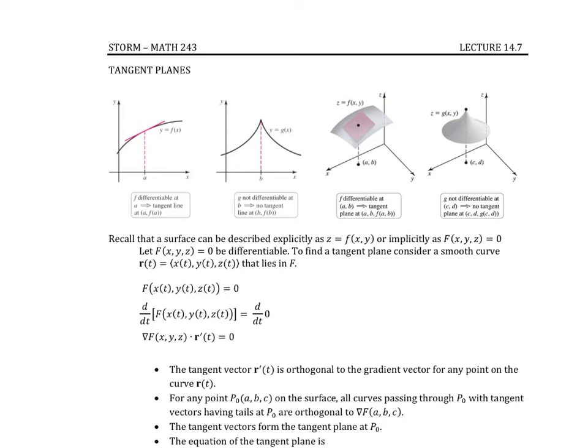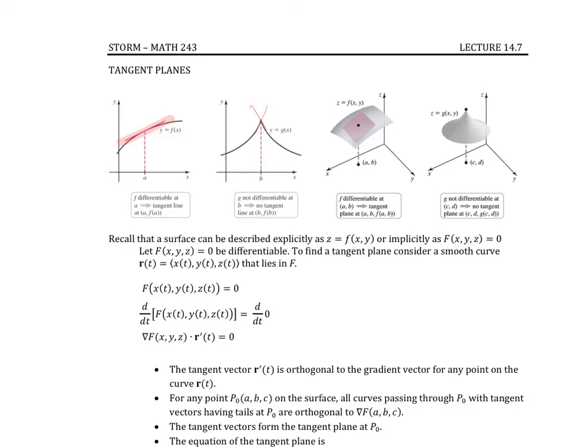a function that's differentiable at some point A, then you can compute the tangent line. But if your function is not differentiable, no tangent line exists, because as you approach this point, you have two different tangent lines, not one. Well, we'll expand that to three-dimensional space.